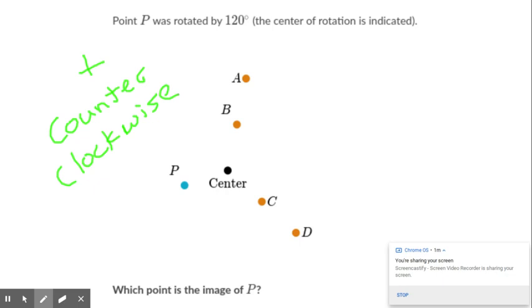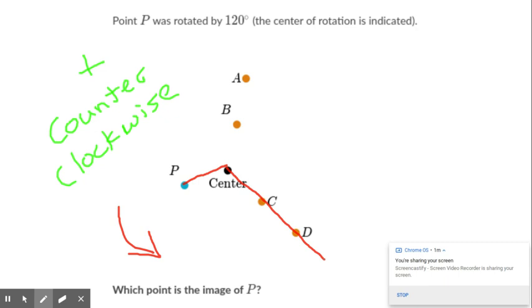So when I draw my segment going from point P to the center of rotation, I know I'm going counterclockwise, so I'm going down this way. Well, again, I've eliminated A and B. Well, if it's a 120 degree rotation, if I draw my ray through there, oh baby, 120 degree rotation looks like it runs through both C and D. Well, the question is, which one is it? Is it C or D?